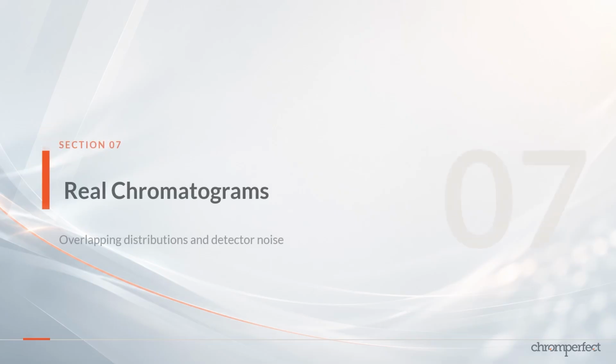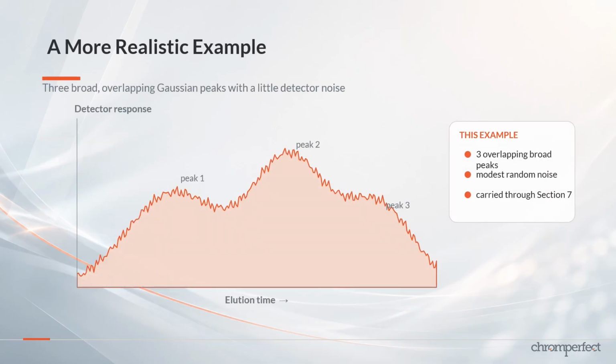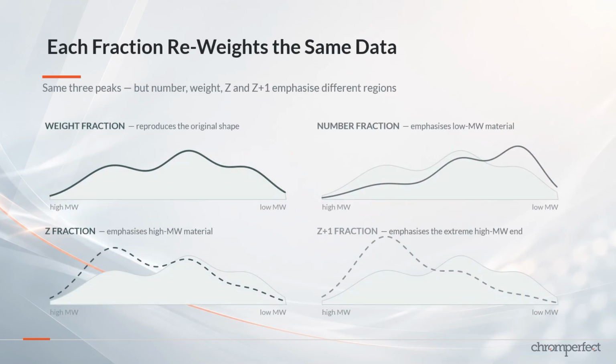Real chromatograms. The idealized Gaussian example provides a clear framework, but real chromatograms are more complicated. Consider a chromatogram containing 3 broad, overlapping Gaussian peaks, together with a small amount of random detector noise. When this chromatogram is converted into number, weight, Z, and Z+1 fraction traces, the traces no longer have identical shapes, heights, or widths. The weight fraction trace still reproduces the shape of the original chromatogram because the detector is assumed to be mass-sensitive. The other traces apply different molecular weight weighting.